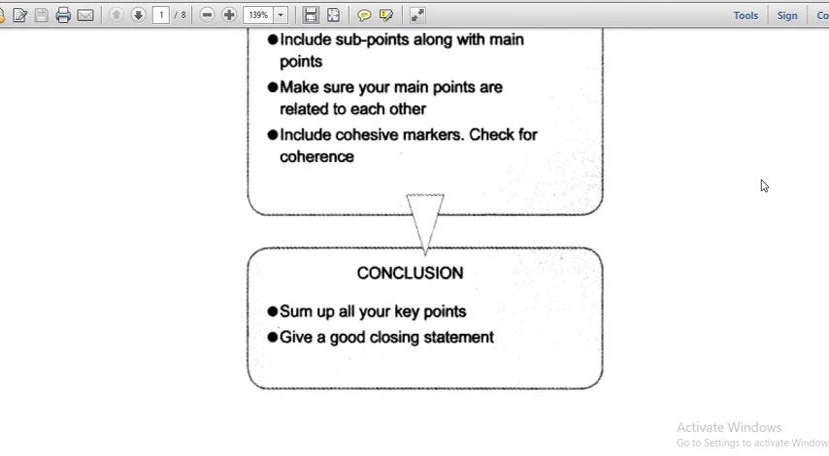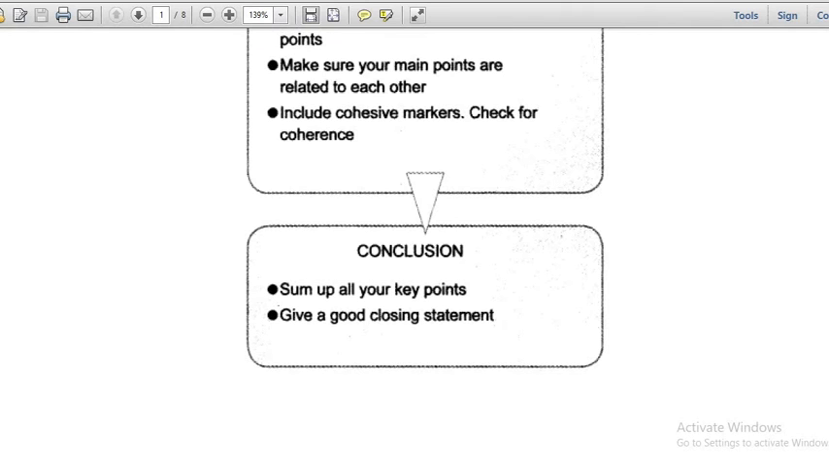And obviously the conclusion is also very important. Just like the main speech is important, sum up all your key points, and most importantly give a good closing statement. Just like your opening statement is very important, because as I told you, it sets the stage for what you are writing, similarly the closing statement is also very, very important. Now let me move on.